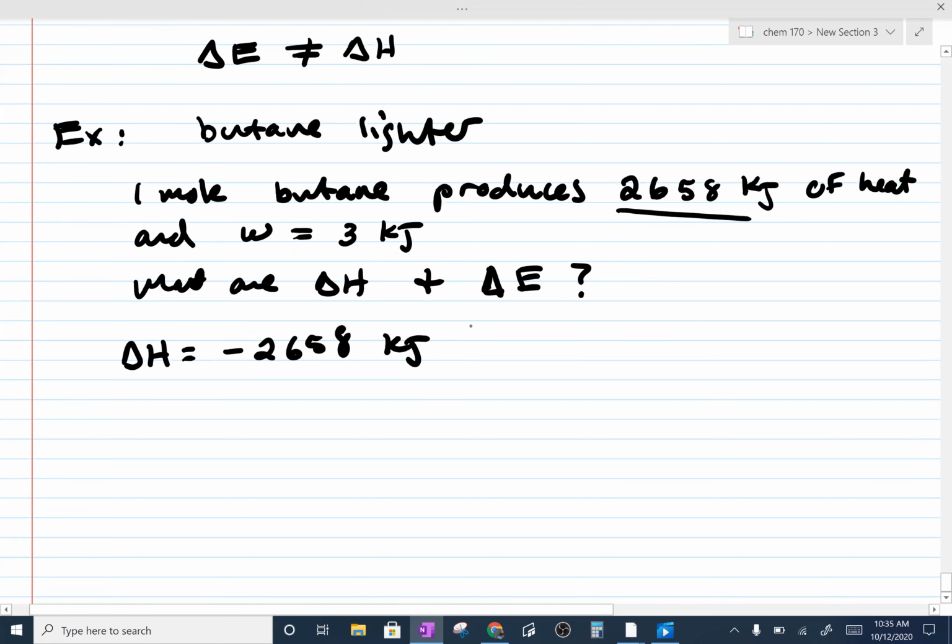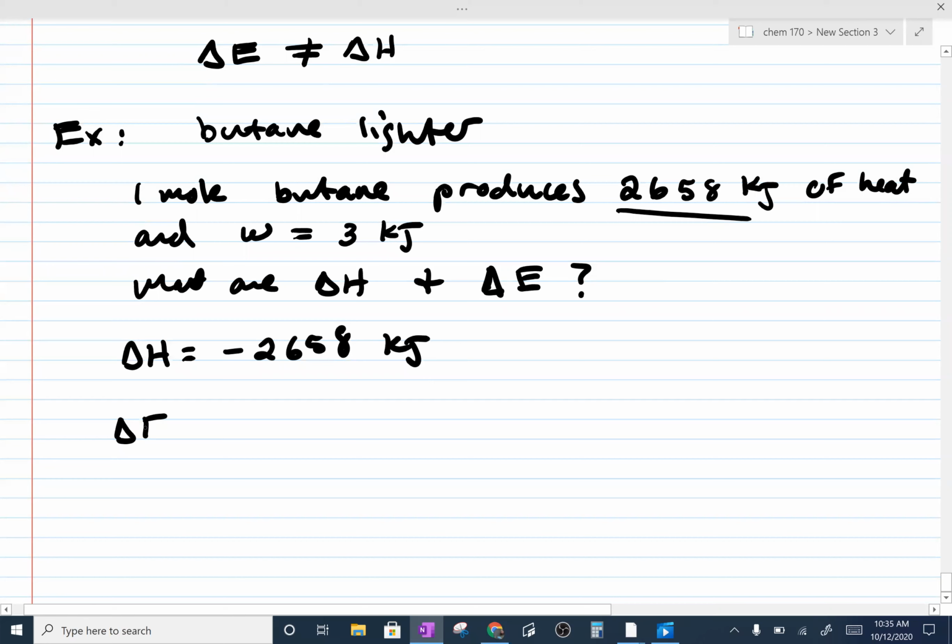And I know that it's negative because if I'm talking about the specific system of the butane, the reaction that's happening here, it's giving off 2,658 kilojoules of energy into the surroundings, and that had to come from somewhere. Okay, so the surroundings is receiving 2,658 kilojoules. Therefore, the reaction is losing that 2,658 kilojoules, and that's why that sign is negative.